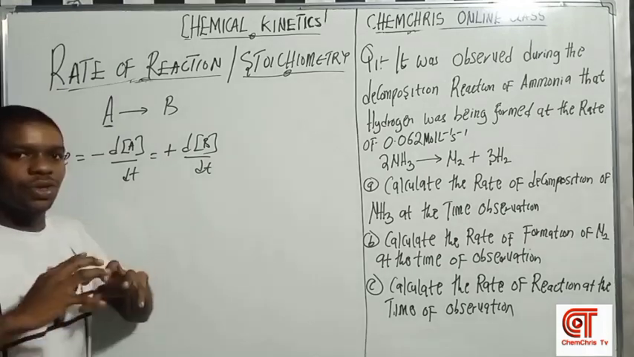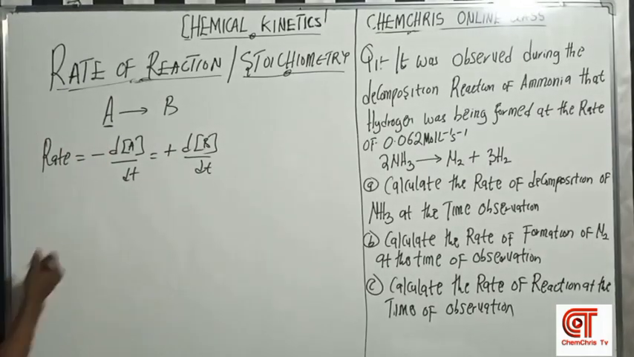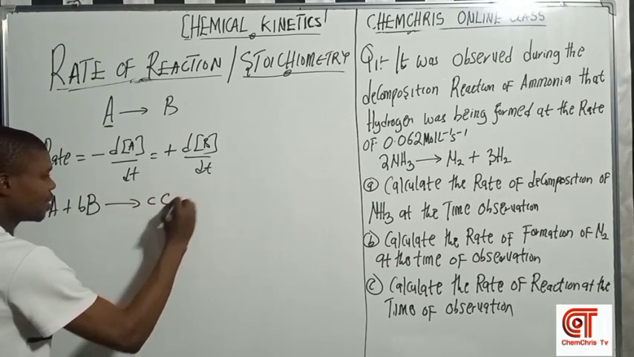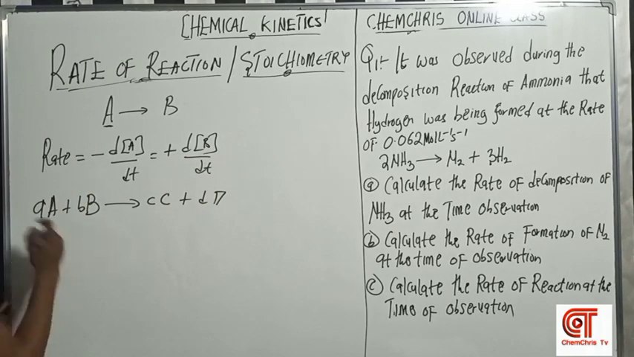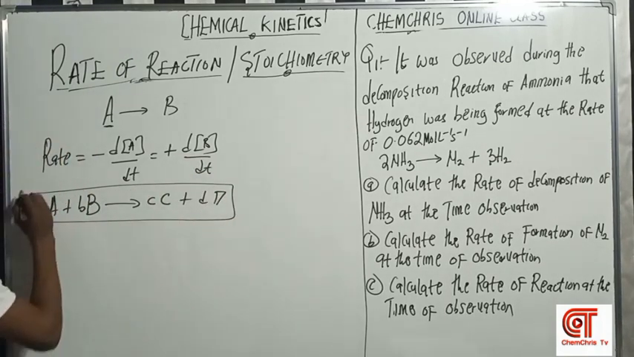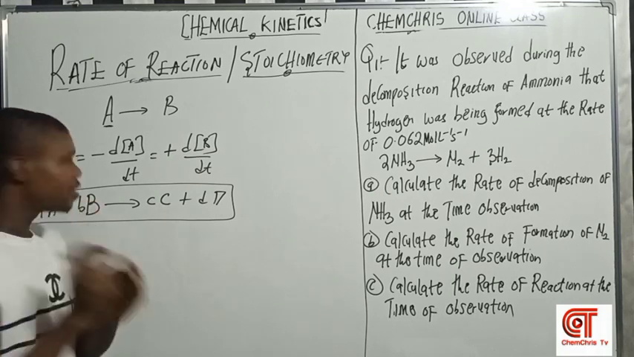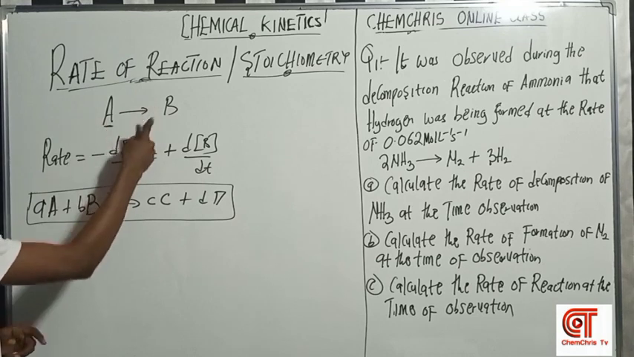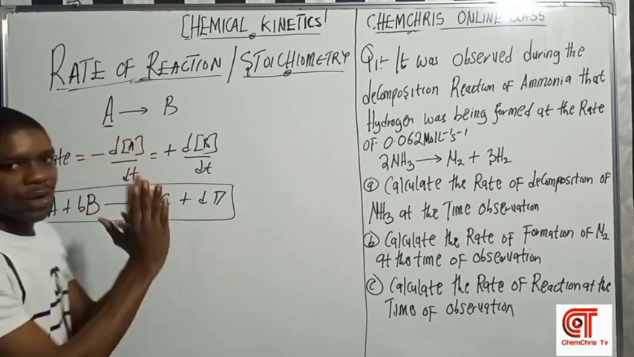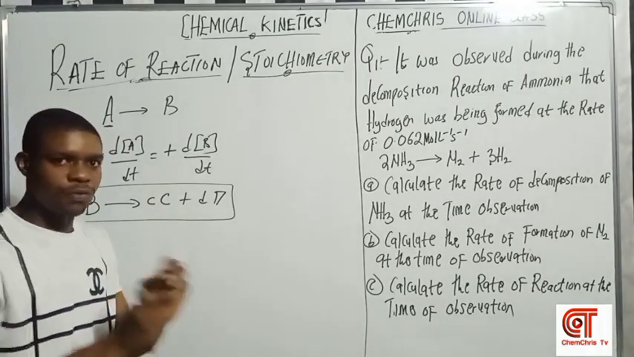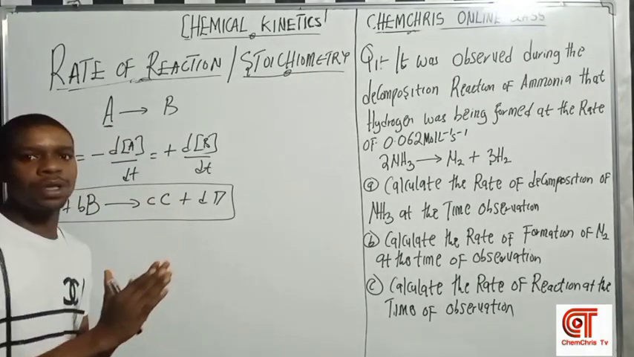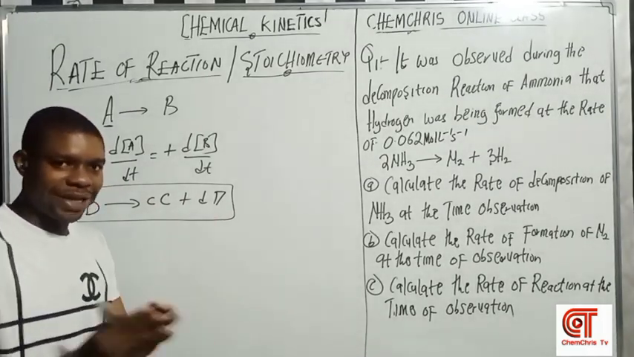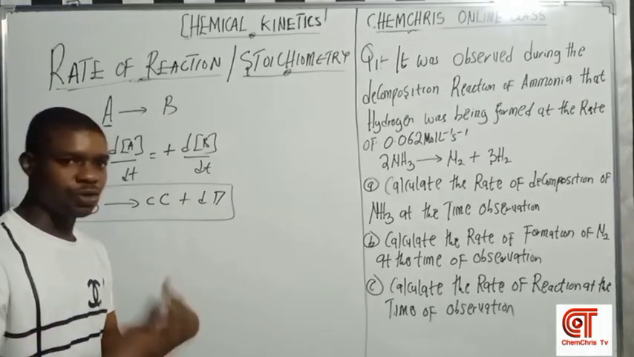Now what about if you have a general reaction? If for example here we have A plus B giving C plus D. Now this is a general reaction here. So how do you write the rate of reaction here? Remember here the coefficients are 1 and 1, so we didn't really bother. So from here we calculate the average rate of the reaction, which is the final concentration minus the initial concentration over the final time minus the initial time, where we do those calculations. You remember, right?